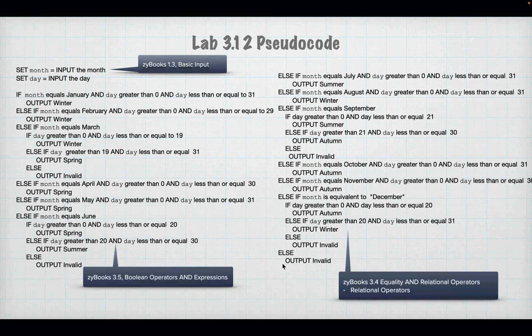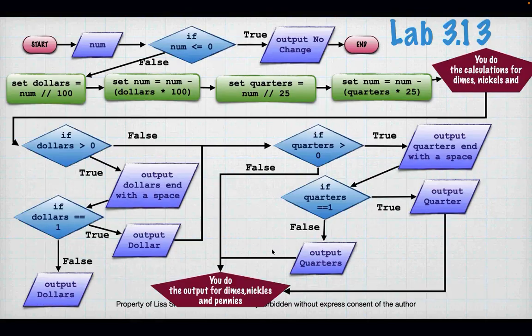This is how it will go all the way through this program. The last thing you're going to have is an else statement left justified, like all of the major ones for the month are, and then you're going to print output invalid. That's because they might have put in pink glass for the month, and that's not a month. So you have to catch the validity of it.